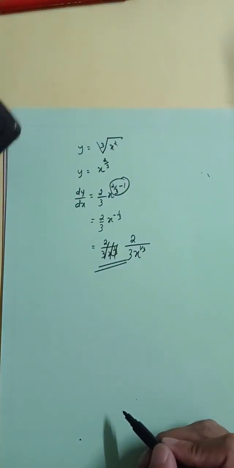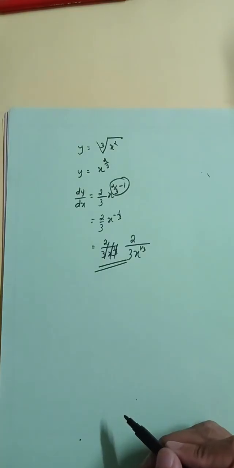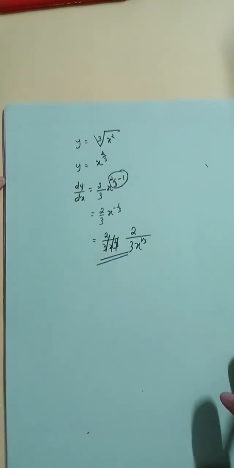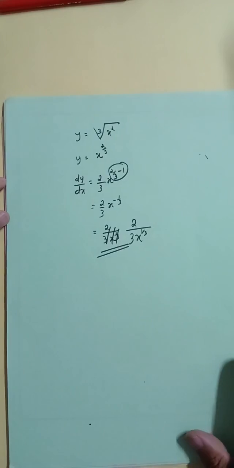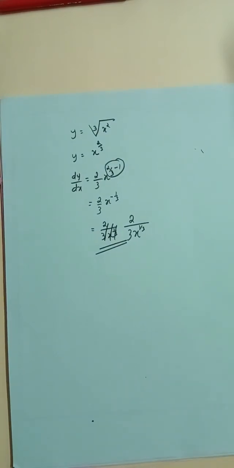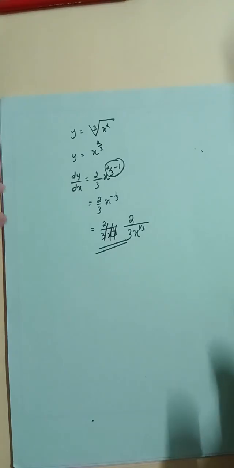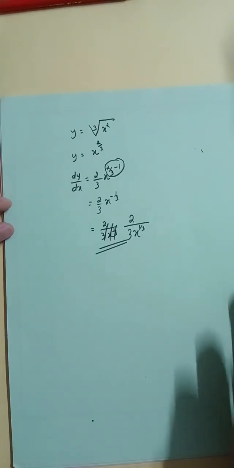General. Those who want to refresh class 11 and 12, we are done with the power rule. Now the constant multiple rule, or scalar multiple rule, is up to you.